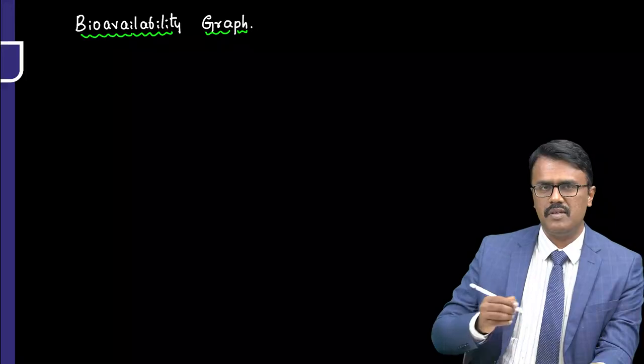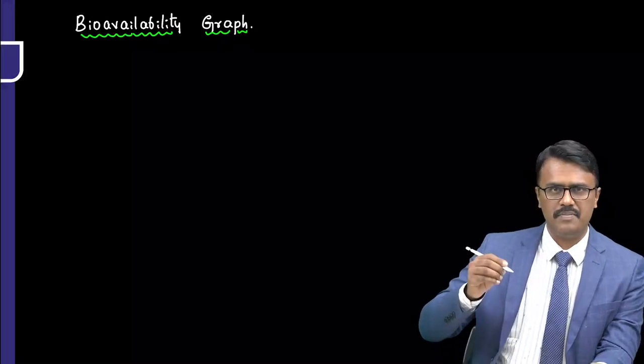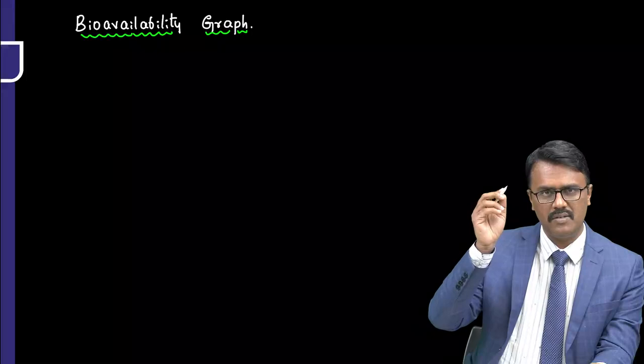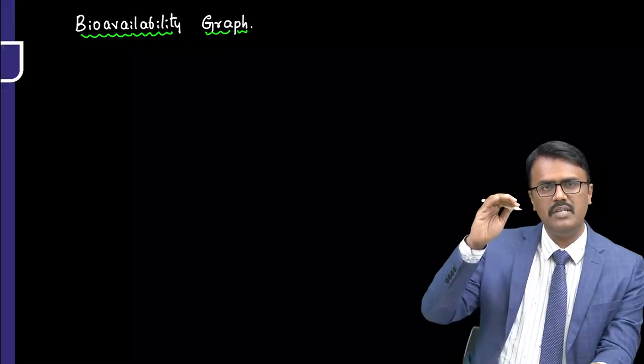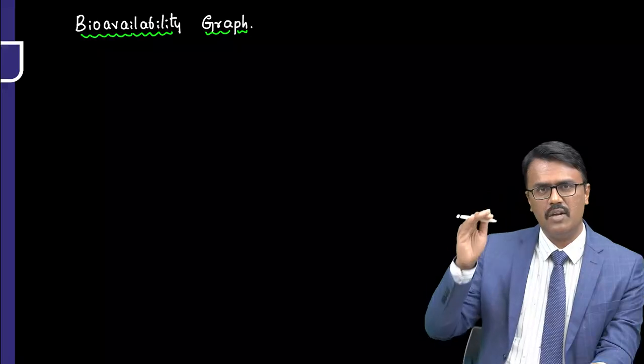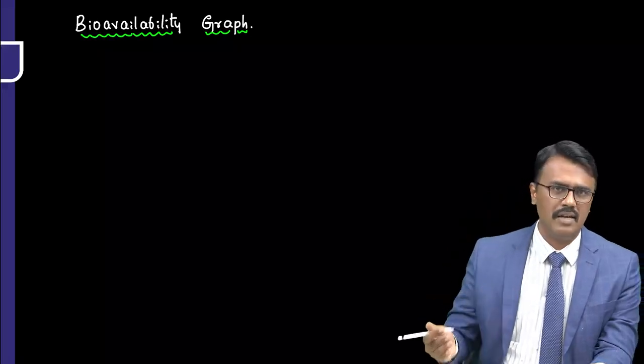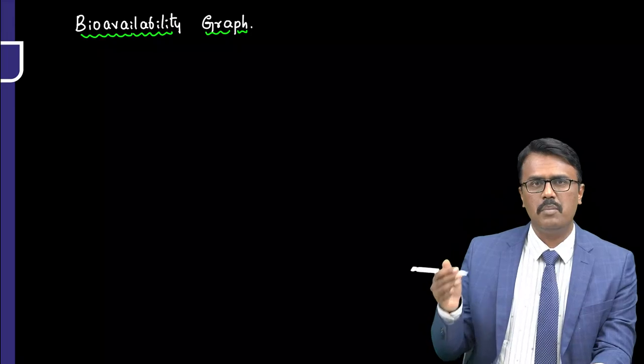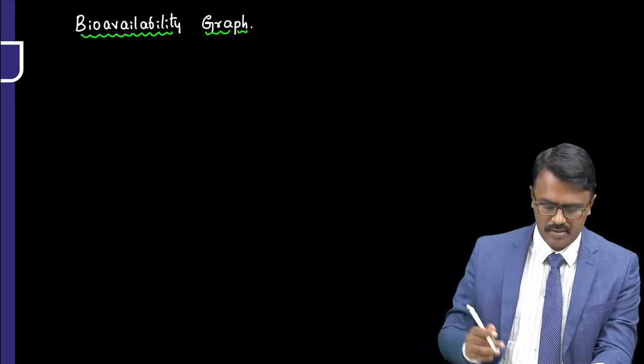We know that when we give a drug, it gets absorbed slowly and the plasma concentration increases gradually. It will reach a maximum and then start falling down. If I plot that on a graph, we get a graph called the bioavailability graph. So let us do that.